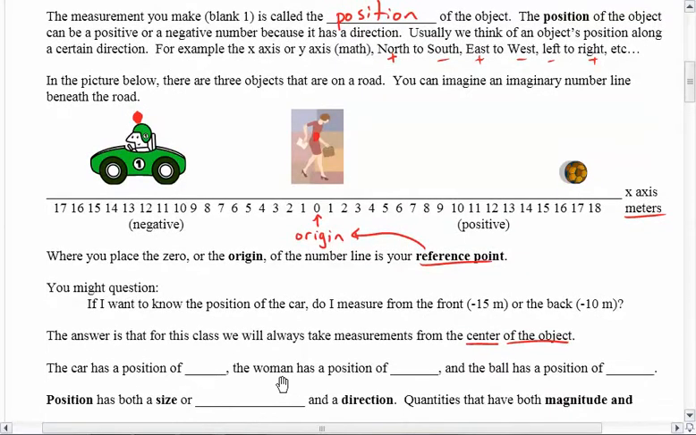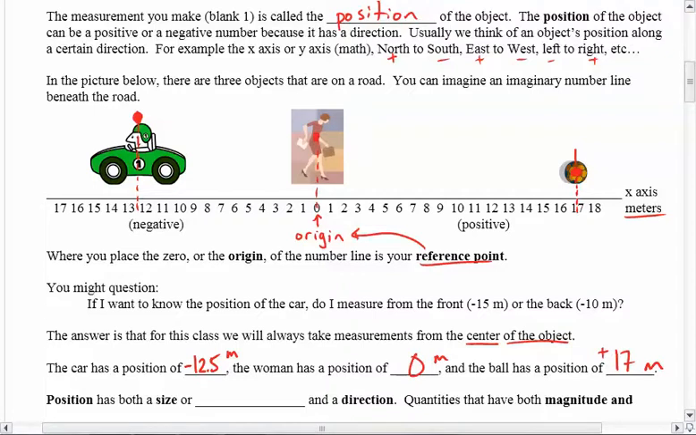So let's see, where exactly is that car? The center of the car is approximately negative 12.5 meters. The woman is right at 0. And the ball, again, we're looking at the center of the ball to find the position. It's at 17. Okay, and the positive 17 means that it's to the right, and the negative means that it's to the left.